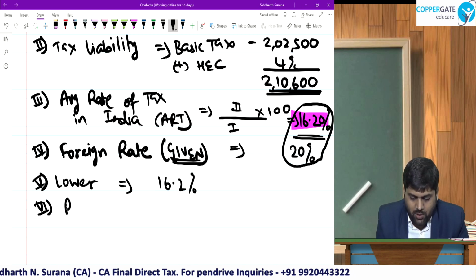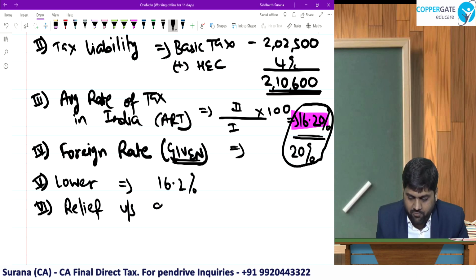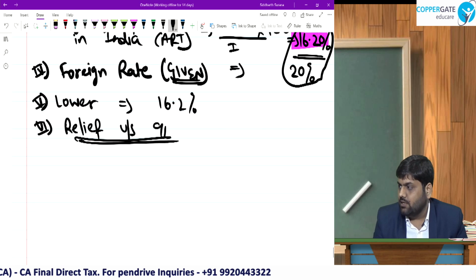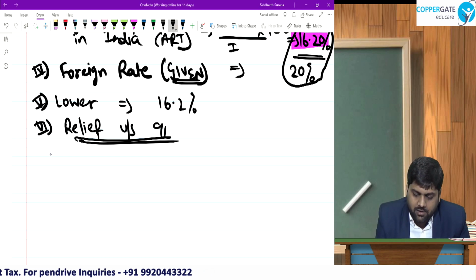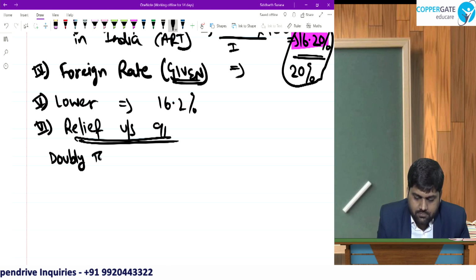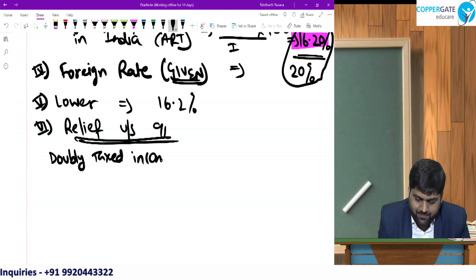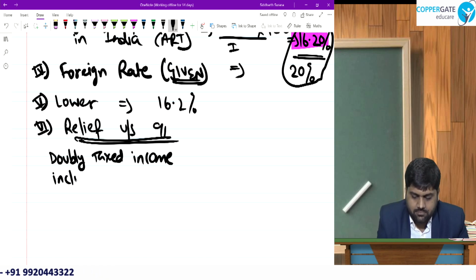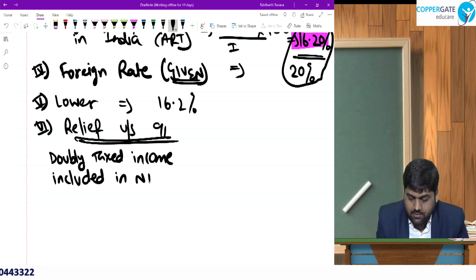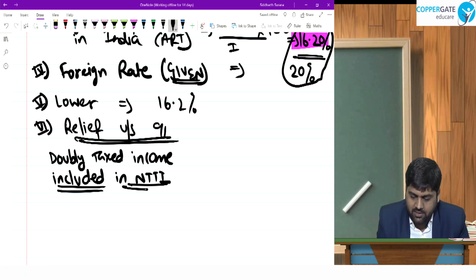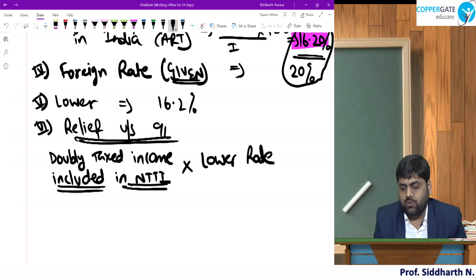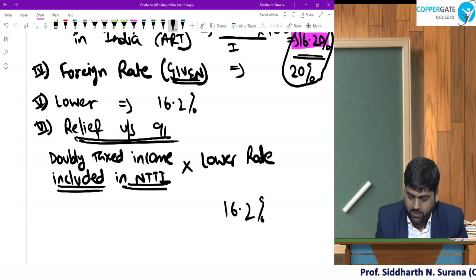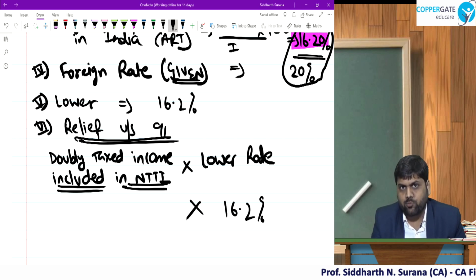And finally, you have reached that stage of your life where you can calculate relief under section 91. Relief under section 91 will be doubly taxed income included in NTTI into the lower of the two rates which you have already chosen at 16.2%. 16.2% is going to be the rate at which you are going to be provided relief.